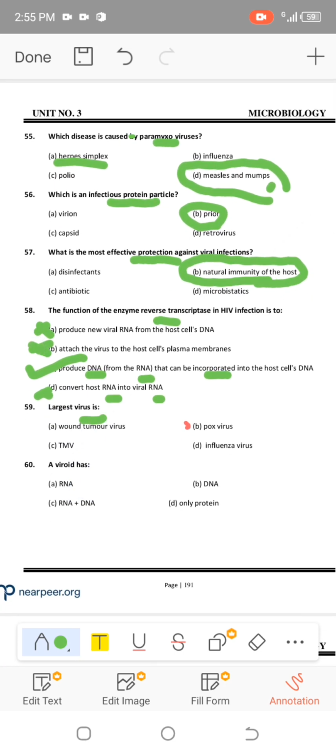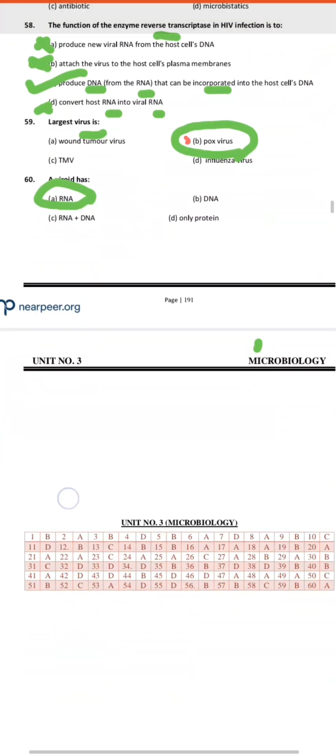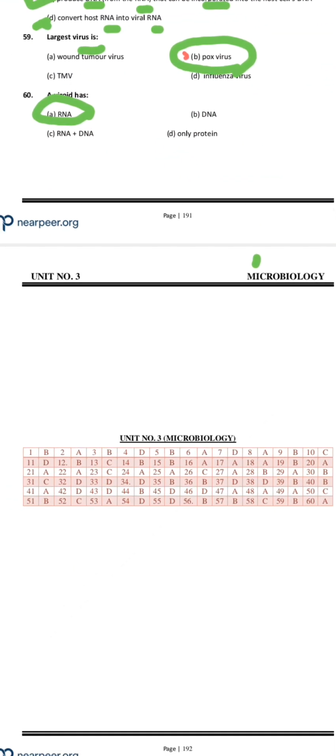Now, the largest virus is poxvirus. The viroid basically does not contain a protein coat; it has only RNA. So this is done. If I can show you here the key, you can go with this key too. Till then, bye bye.